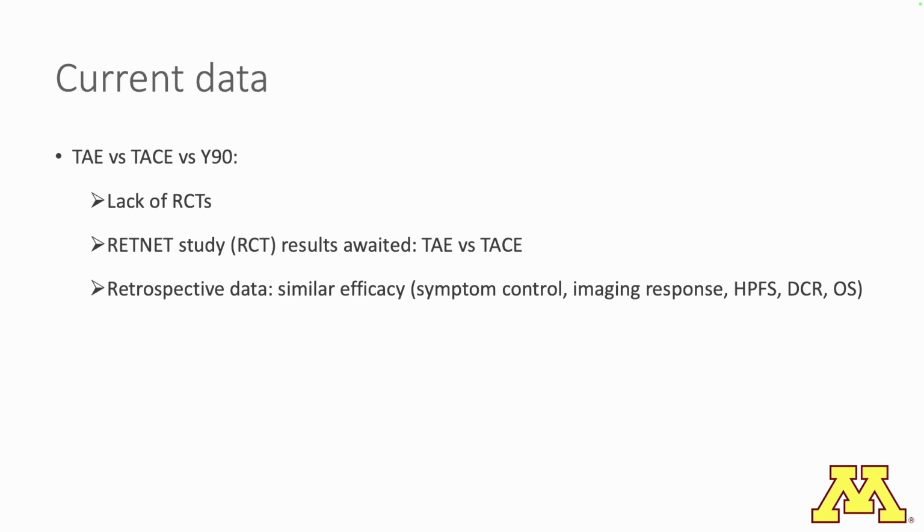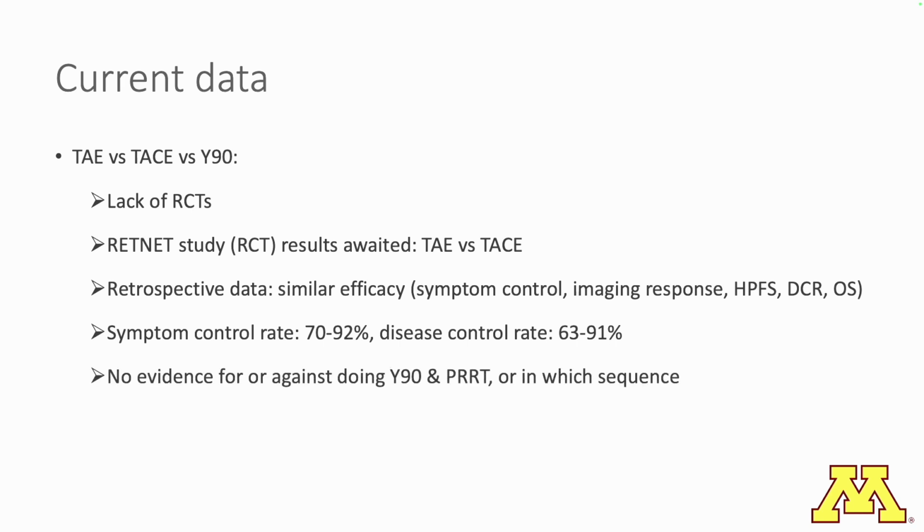And with the retrospective data, which means studying patients who were treated with various modalities and various embolization techniques, we know that the symptom control, the overall survival, the hepatic progression-free survival, the disease control rate, and the response on imaging are pretty much the same between various treatments. And these are highly efficacious treatments. The symptom control rate in patients who are symptomatic due to their tumor spreading to the liver can range from 70 to 92%, and the disease control rate, which means imaging response, can range from 63 to 91%.